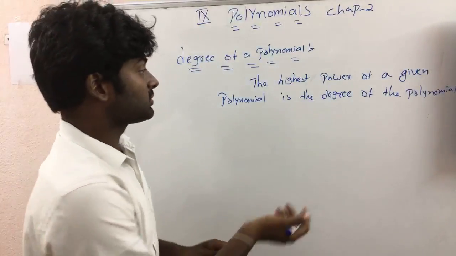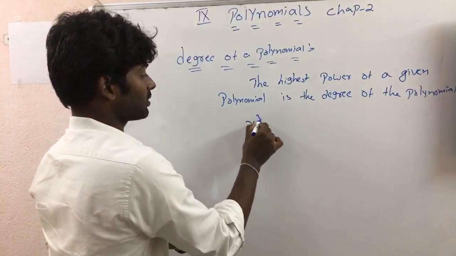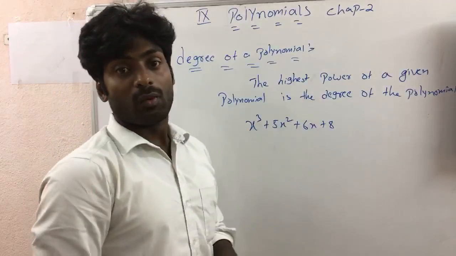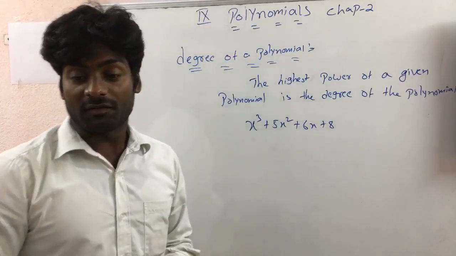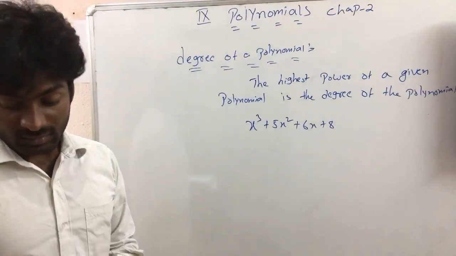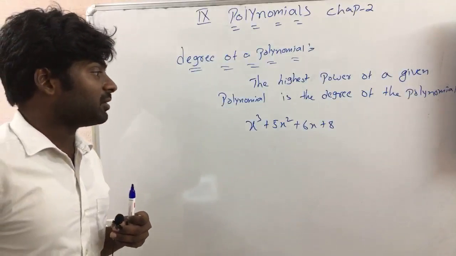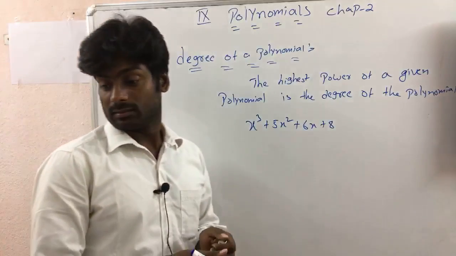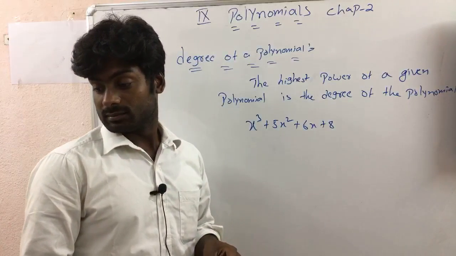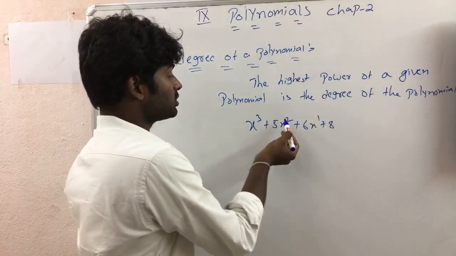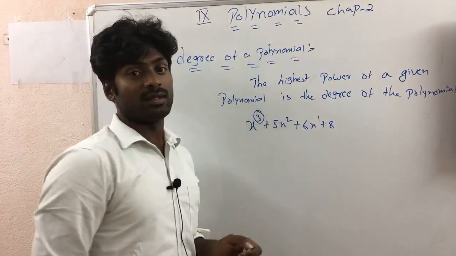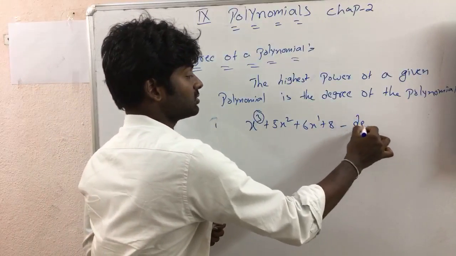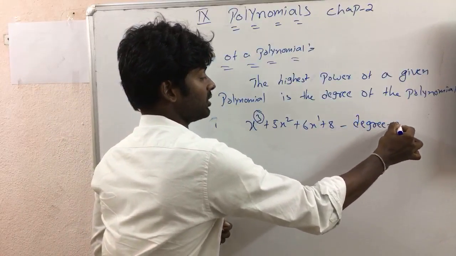Okay, now see once. What is the degree of the given polynomial? Three. See once, here powers are 1, 2, 3. The highest power is 3. Now say what is the degree of the polynomial? Here degree equals 3.